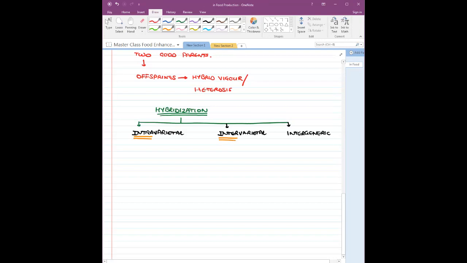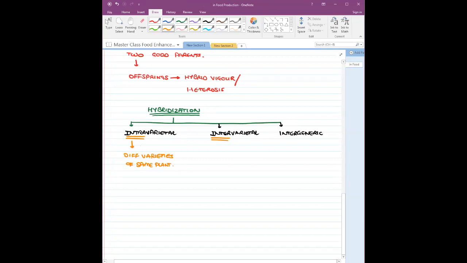Second thing, guys, when we talk about intravarietal, what is really going to happen? This is going to be within the same plant, meaning the different varieties of the same plant. The same plant's offspring can have different kinds of characteristics. So within the same, that is intravarietal.